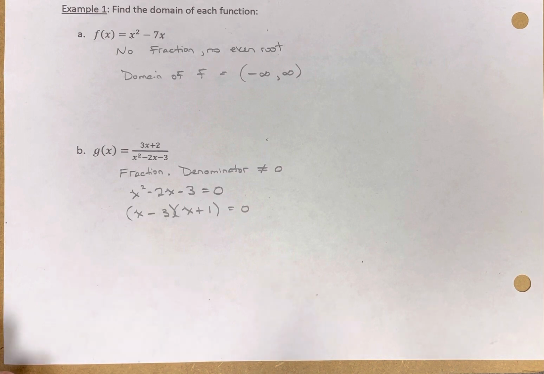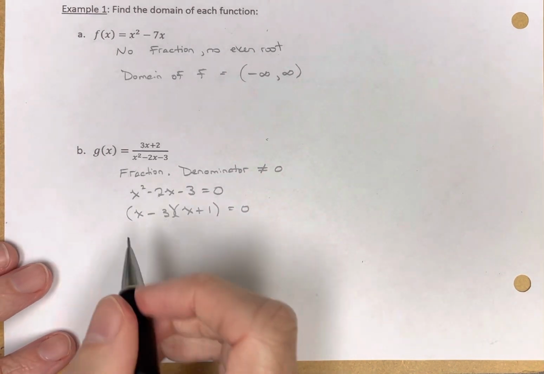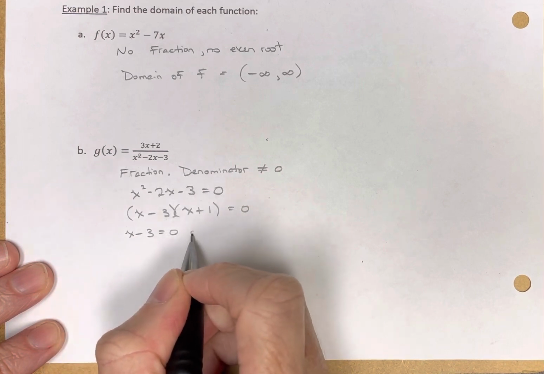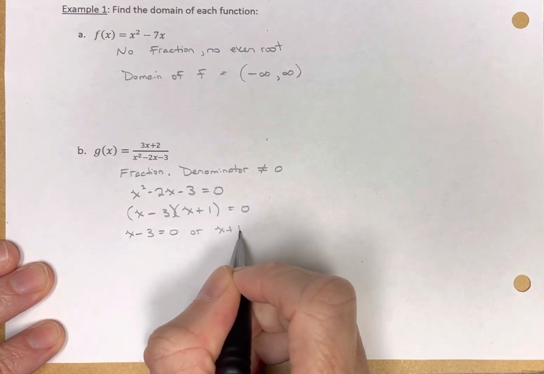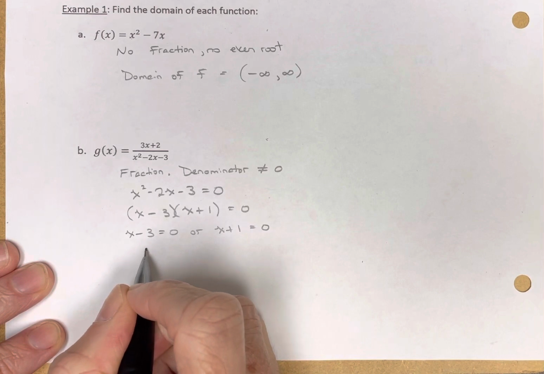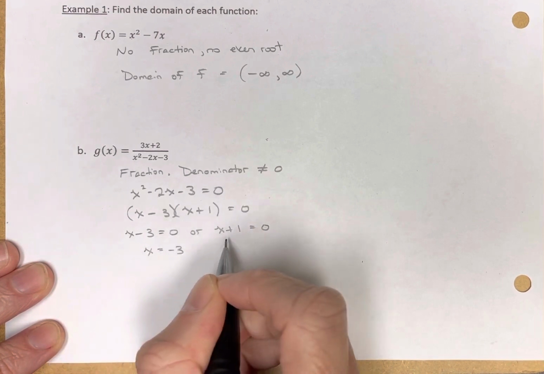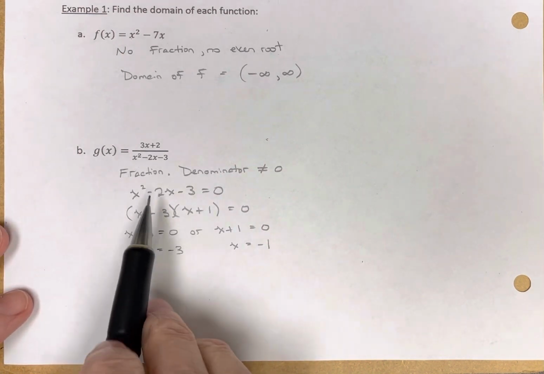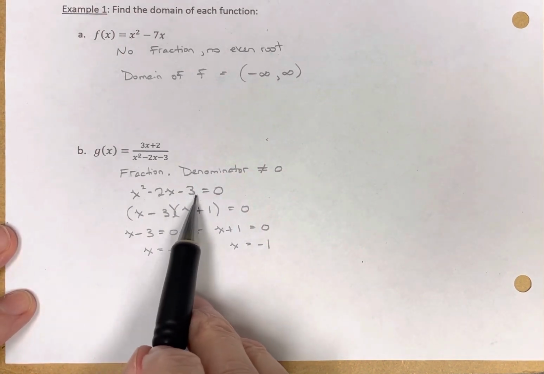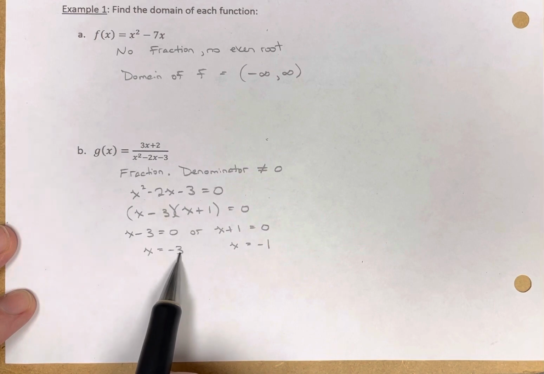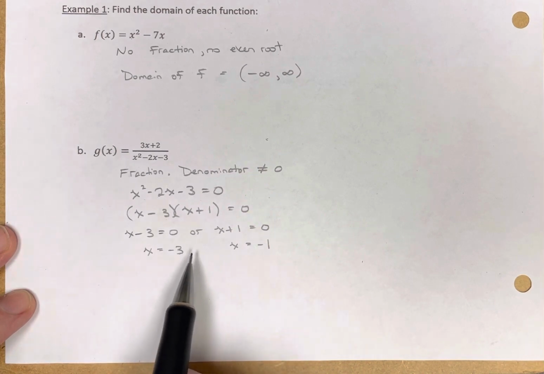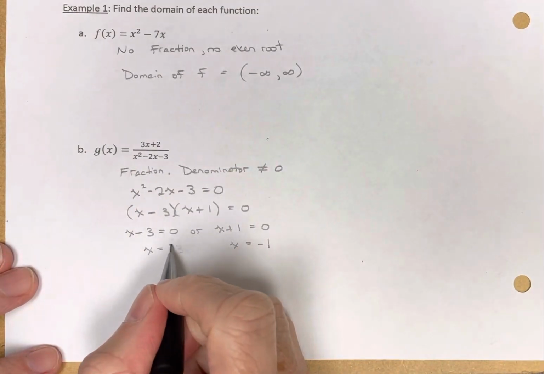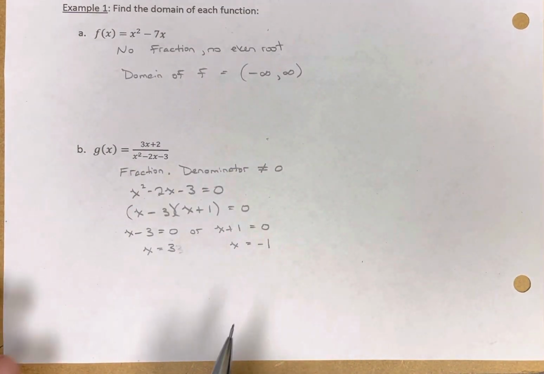So now we can use our zero product property, and we know that x minus 3 is equal to 0, or x plus 1 is equal to 0. So in this case, x equals negative 3 and x equals negative 1. So this denominator is 0 when x is negative 3 and x is positive 3. I'll bet you all caught that. Mistake on my end. Good catch if you caught it.